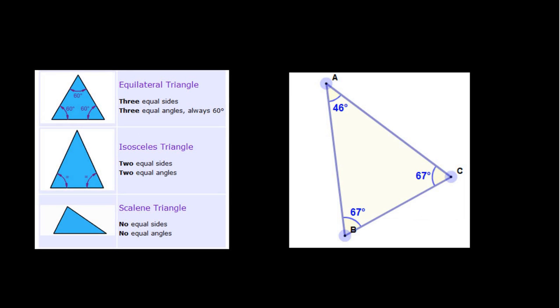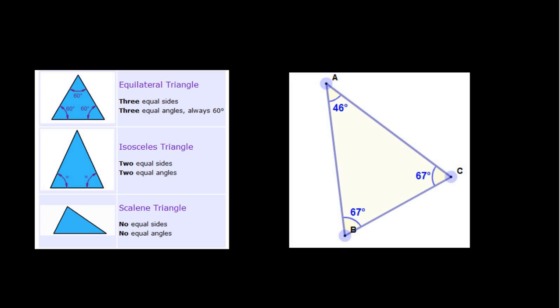This triangle, let's look at the vertices here, okay? We have two vertices that are both 67 degrees. So what type of triangle do you think this is? An equilateral triangle, an isosceles triangle, or a scalene triangle? It looks like a scalene triangle. Well, a scalene triangle has no equal angles, okay? So it cannot be a scalene triangle because these two angles are exactly the same.